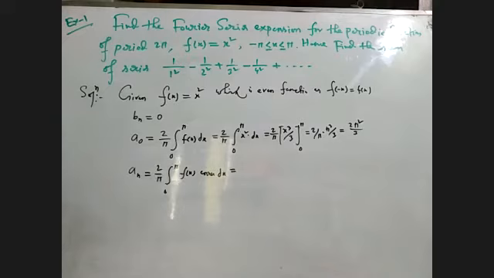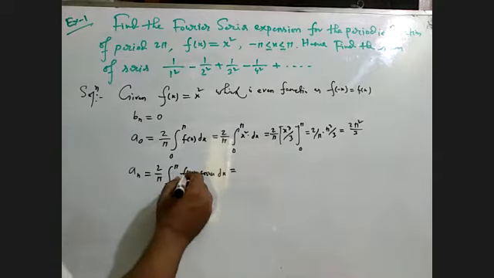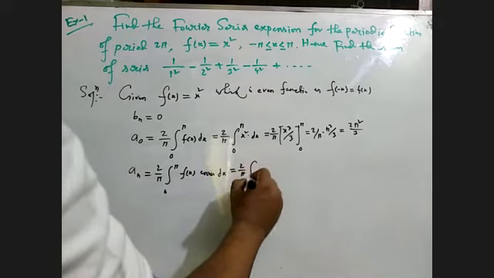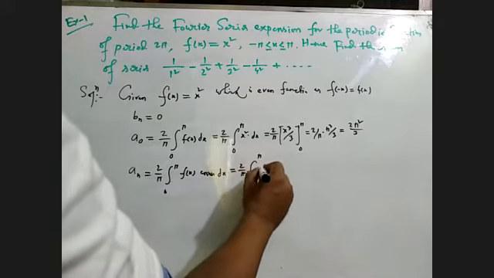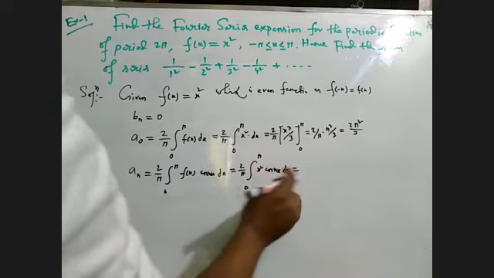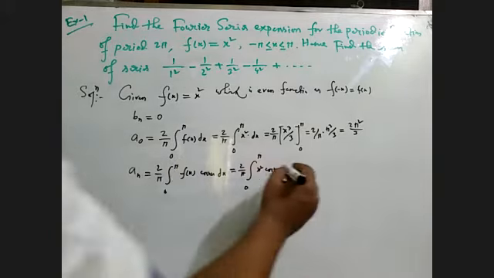So in that case, we can find the value by just putting the value of f of x: 2 divided by pi, 0 to pi, x square cos nx dx. Now this will be done by the UV process, okay, UV process. 2 divided by pi.